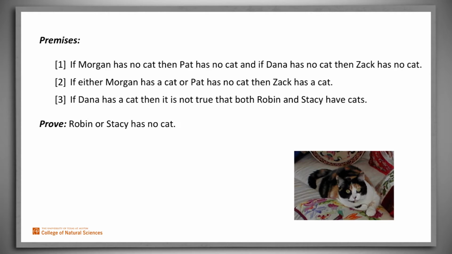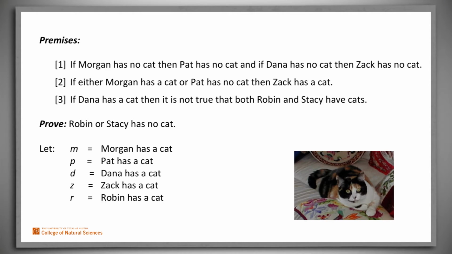We'll start by defining the symbols that we'll use to encode these claims. So, let M be Morgan has a cat, P Pat has a cat, D Dana has a cat, Z Zach has a cat, R Robin has a cat, and S Stacy has a cat.